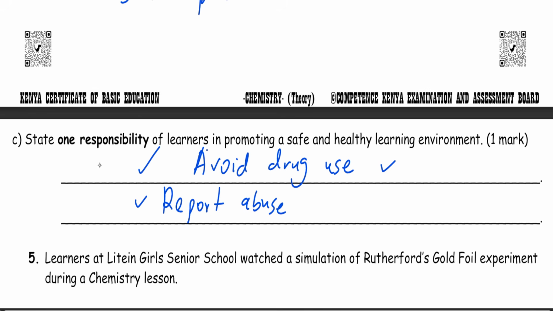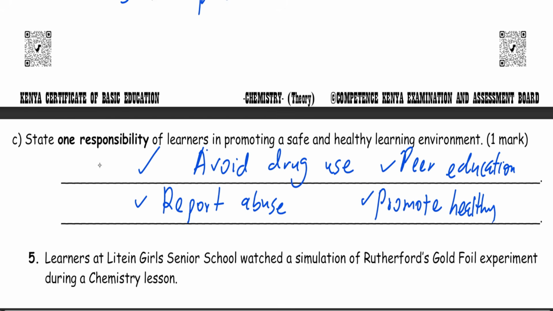Another one is peer education. Educate your peers about the harmful effects of drugs, and also the negative effects that you might get from taking it. Also promote a healthy lifestyle. Eat healthy. That's what I always advise my students. So promote a healthy lifestyle. So yeah, let's go to the other.